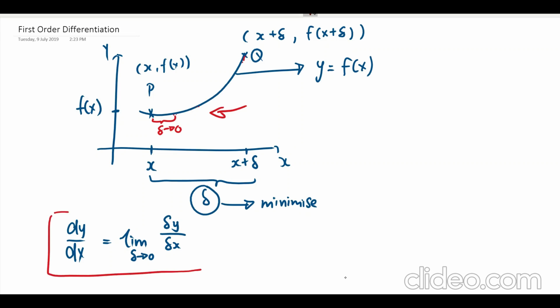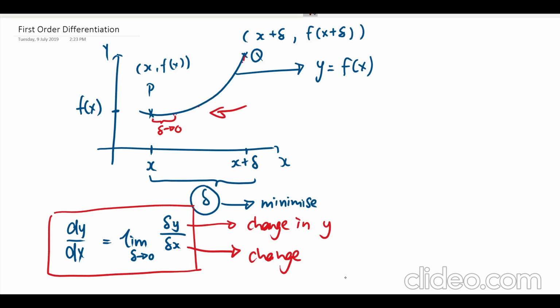dy/dx is the limit, as delta approaches 0, of the change in y over the change in x. So remember, dy/dx equals the limit as delta approaches 0 of the change in y over the change in x.